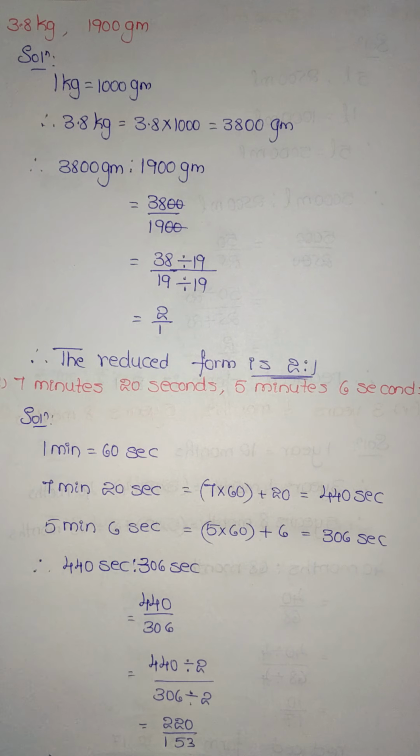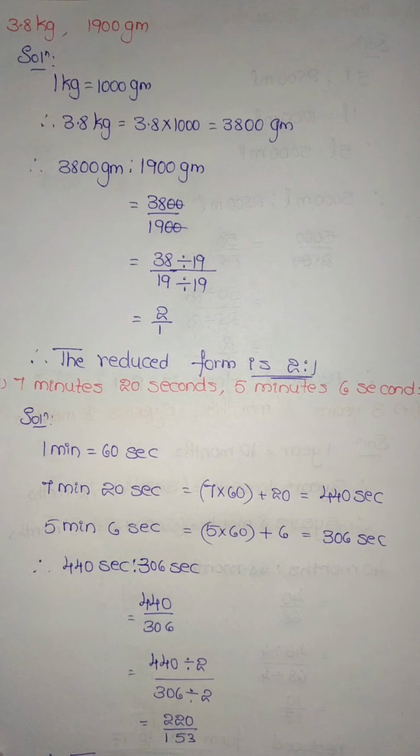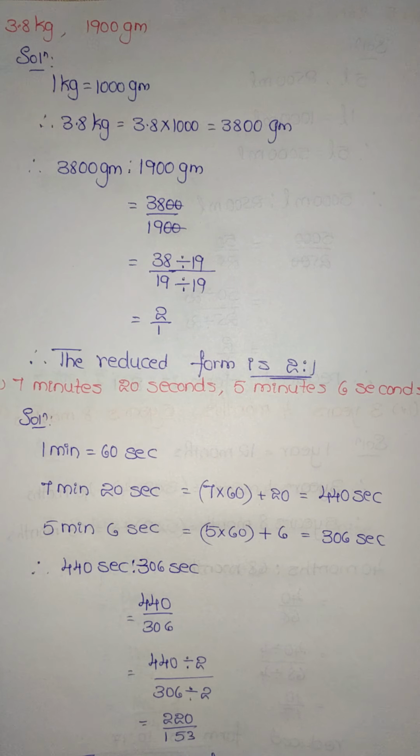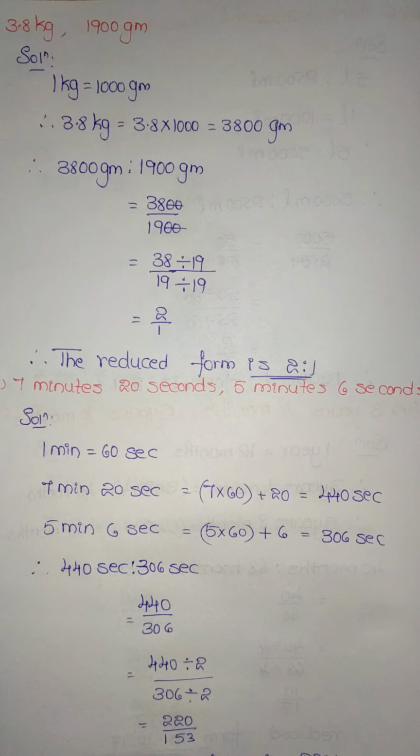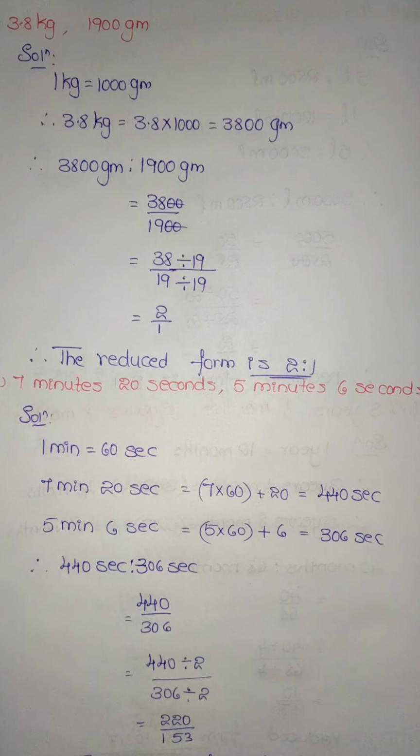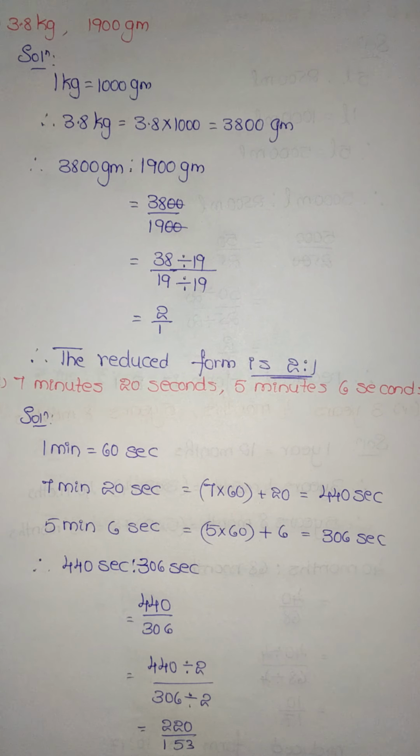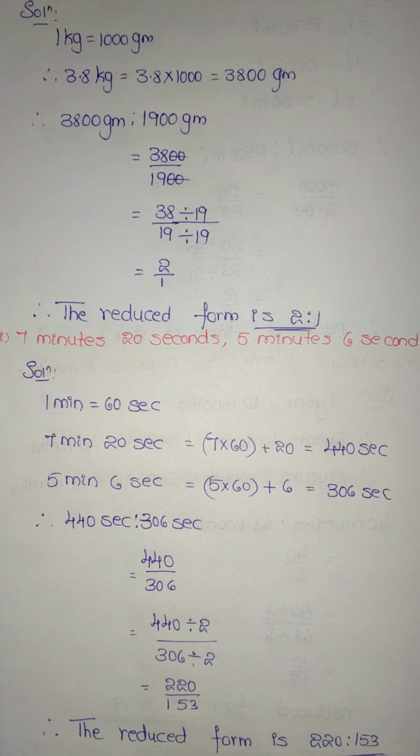So therefore we can write the reduced form is 220 raised to 153. So this is the answer. So here reduced form is 220 raised to 153. So next we are going to solve the question number 3.